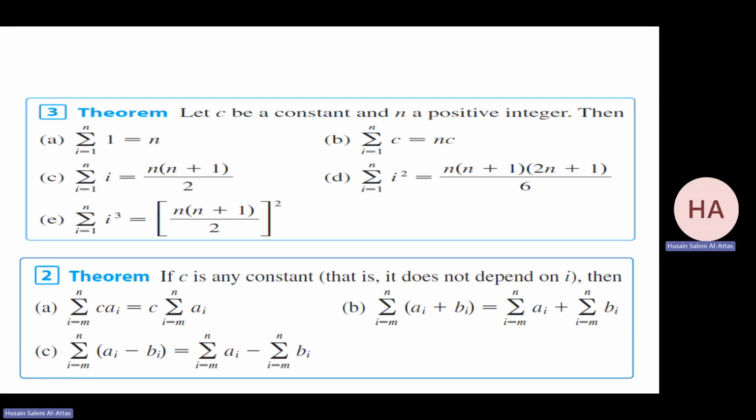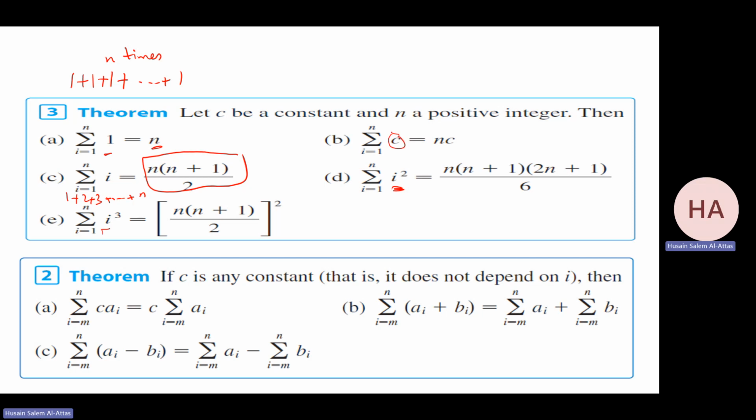Some of these formulas. The summation of 1, i equals 1 to n, will be n. Why is that? Since I add 1 plus 1 plus 1, n times. So that gives me n. Summation of i, which is 1 plus 2 plus 3 plus n, I have this formula: n times n plus 1 over 2. For i squared, it will be n times n plus 1 times 2n plus 1 over 6. i cubed is similar to the i, but to the power 2.